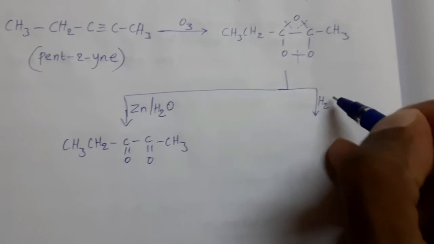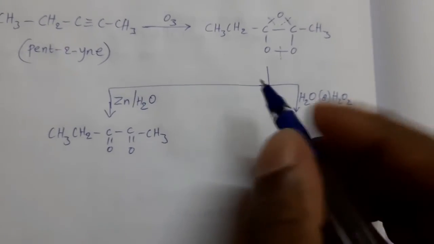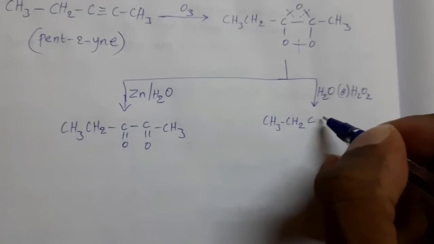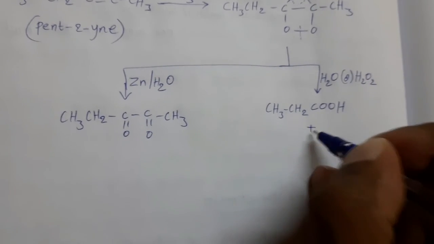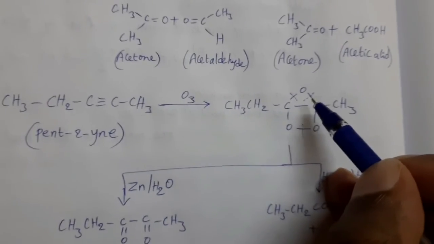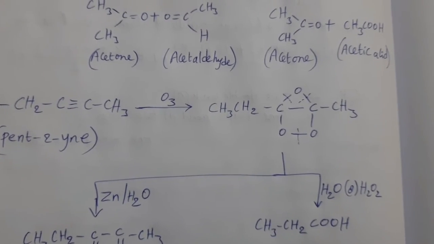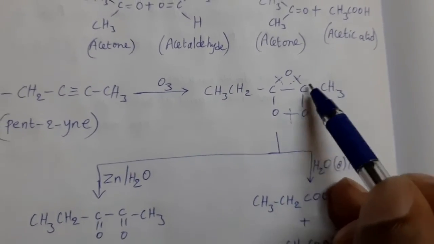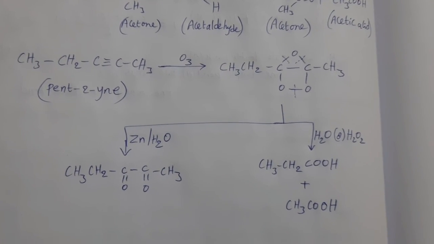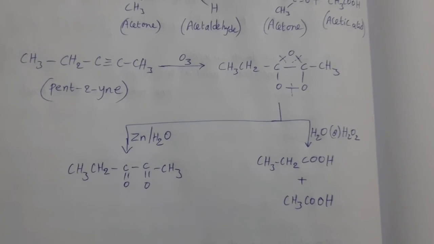Oxidative ozonolysis, treated with H2O or hydrogen peroxide. Then we can get CH3, CH2, COOH plus CH3, COOH. Here this bond is also completely broken. We get the group CH3, CH2, COOH and this one, CH3, COOH. So for alkynes in ozonolysis, reductive ozonolysis gives diketones and oxidative ozonolysis gives carboxylic acids.